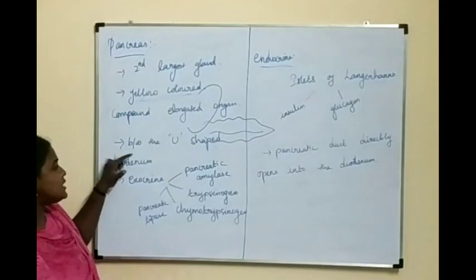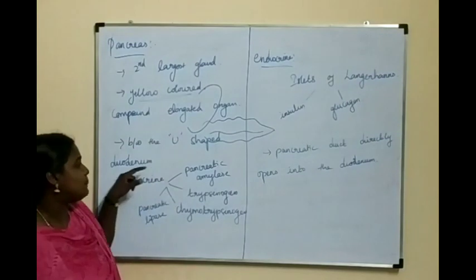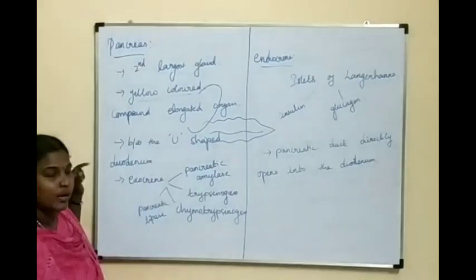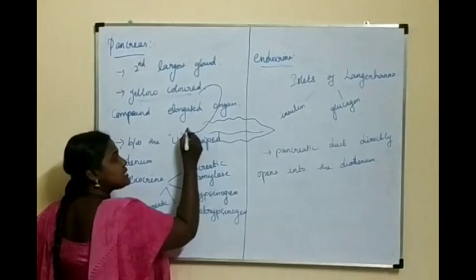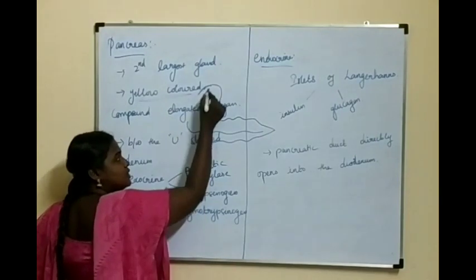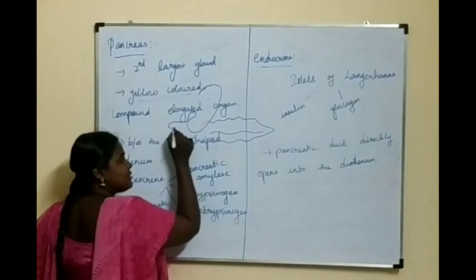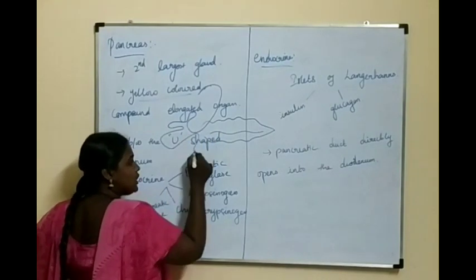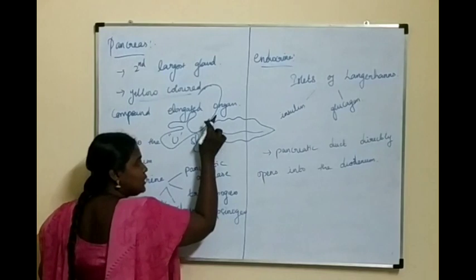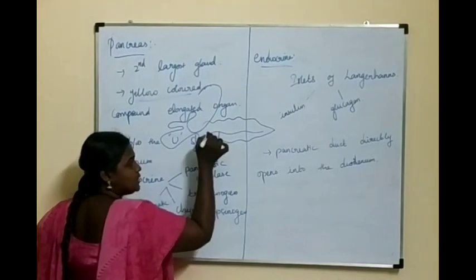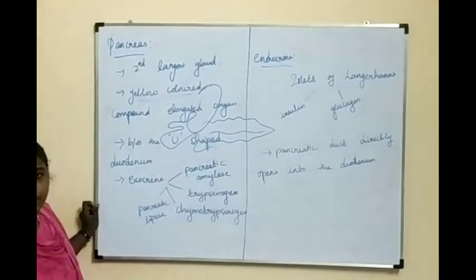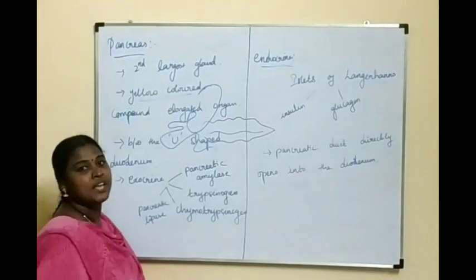Okay, so next, it is mainly located in between the U shape of the duodenum. So this is the stomach-like structure, and the duodenum is the first part of the small intestine, and it is U-shaped. So the pancreas will be located between the U-shaped duodenum.